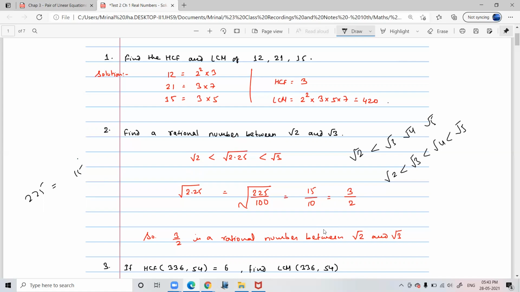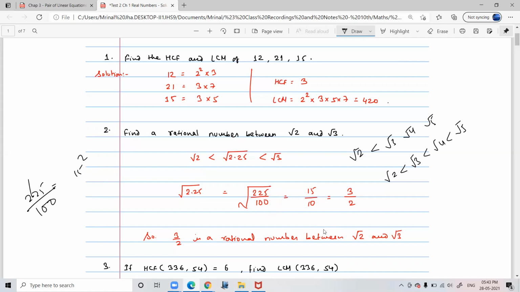15 squared gives you 225. I took this 225, but I want a number lying between 2 and 3, so I wrote it as 2.25. Why exactly two places of decimal? Because I can remove the decimal and write it as 225 by 100. So 2.25 can be written as 225 by 100.